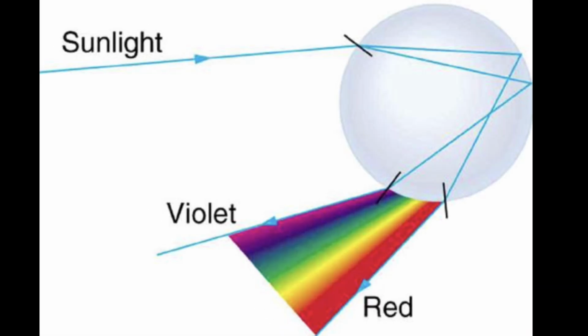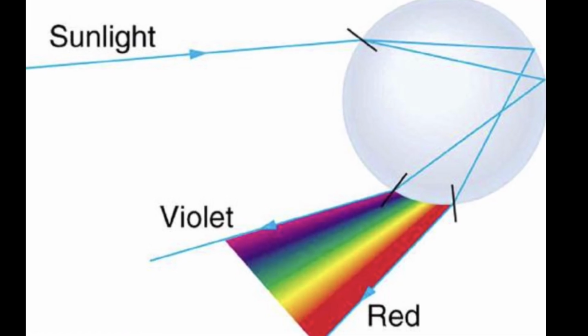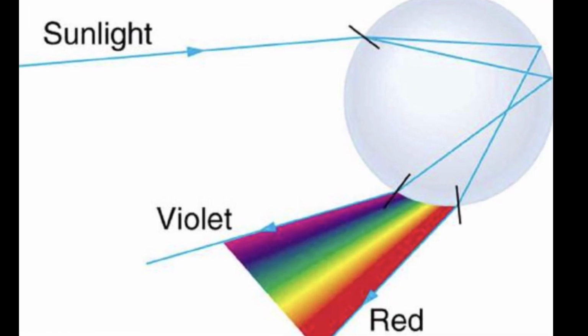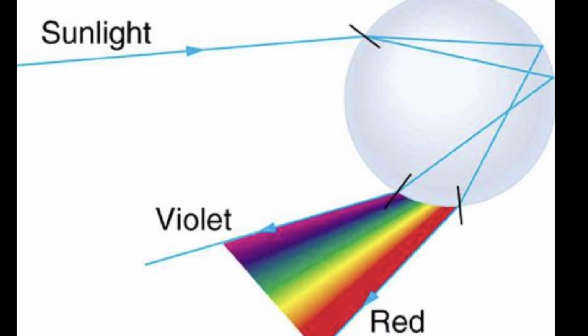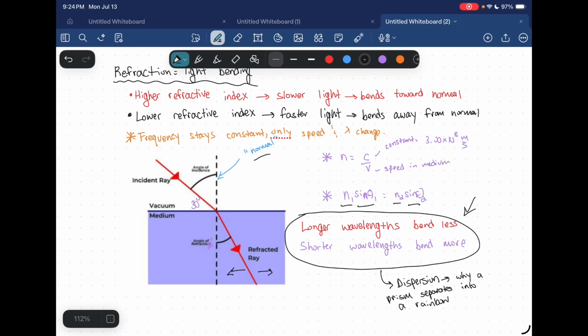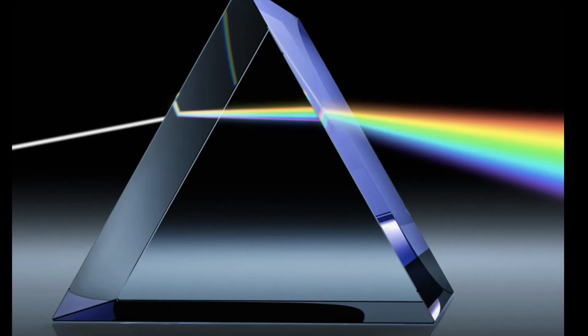When sunlight enters a raindrop, each wavelength bends by a slightly different amount. And as the light exits the droplet, those wavelengths separate into the individual colors of the visible spectrum. The exact same thing happens when white light passes through a glass prism, producing the familiar rainbow of colors.